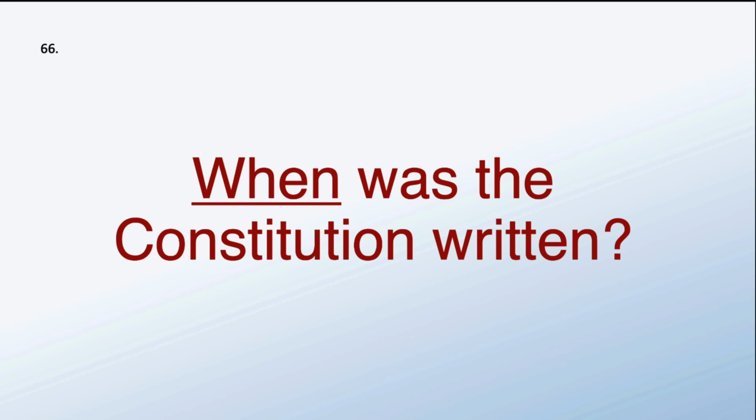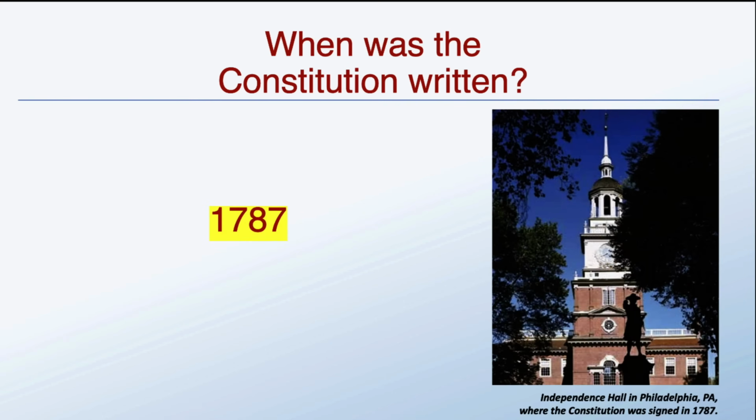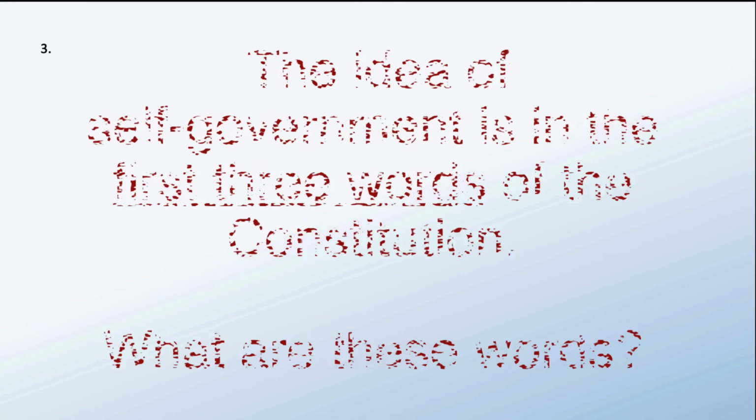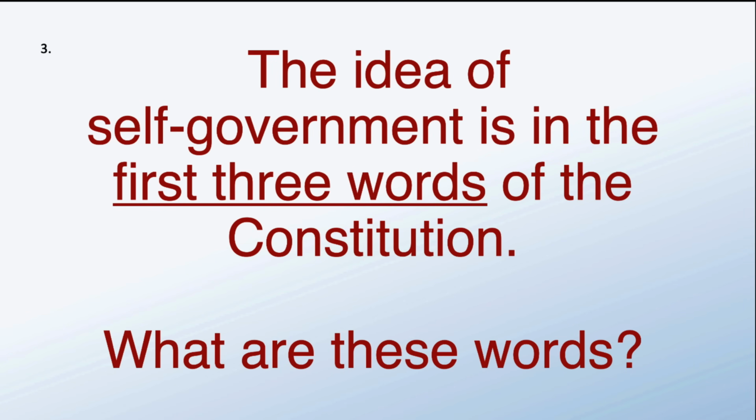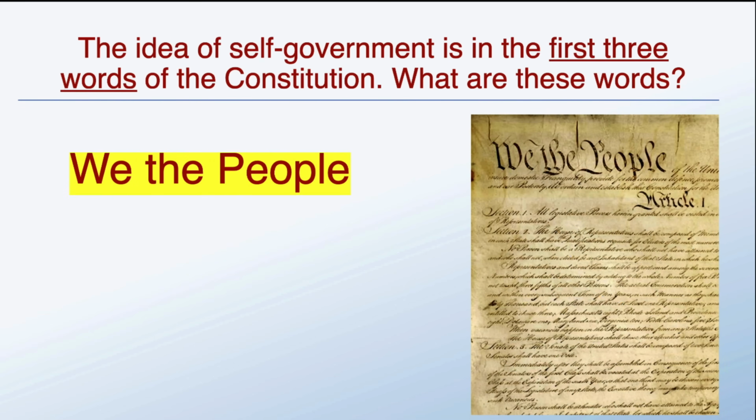When was the Constitution written? The Constitution was written in 1787. The idea of self-government is in the first three words of the Constitution. What are these words? We the people.